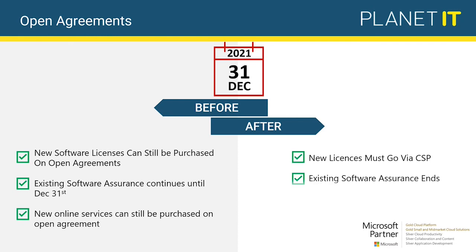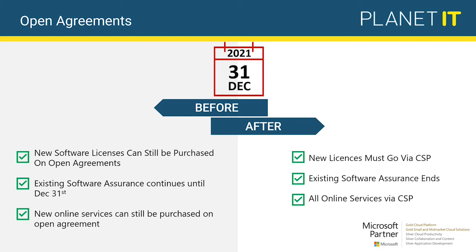As soon as the 31st of December kicks around, this is all change. So open agreements will now appear inside the CSP portal. So they'll appear under your licenses in 365. So when you're looking at your licenses that you've got to assign for users, you'll actually see a section for your open licenses. So your Server 2019, your SQL Server, your CALs, your RDS CALs will all appear in that section, and they'll be purchased via your CSP partner.